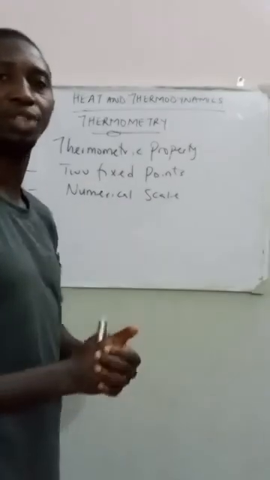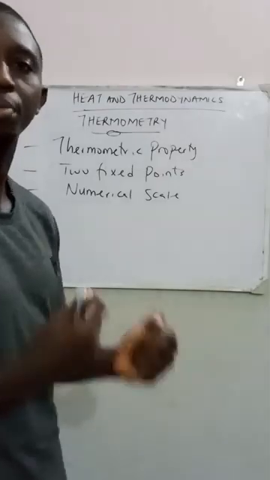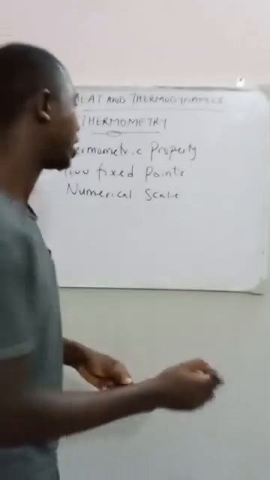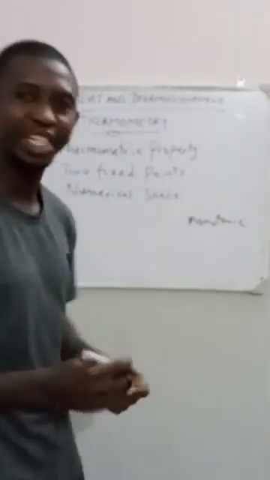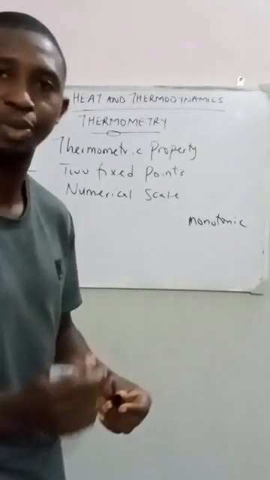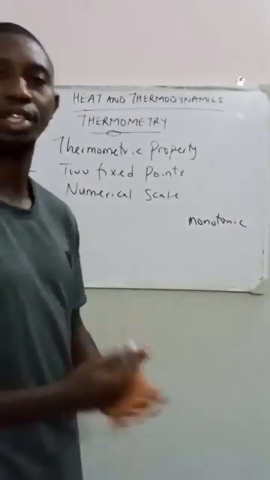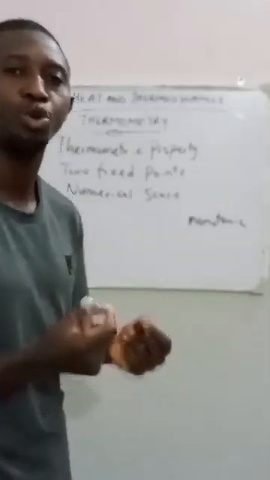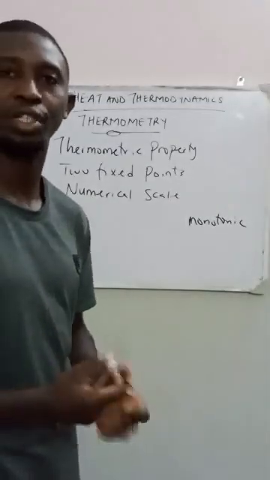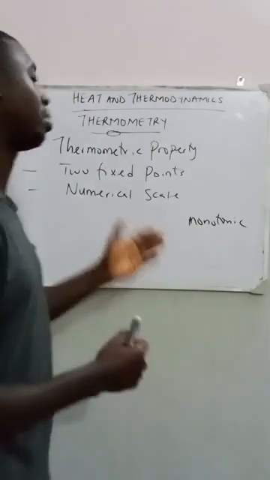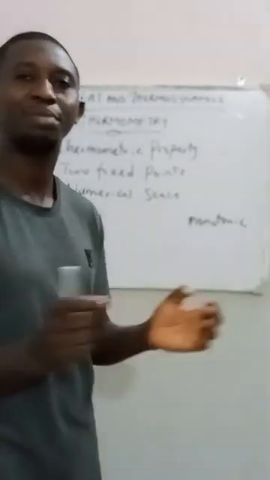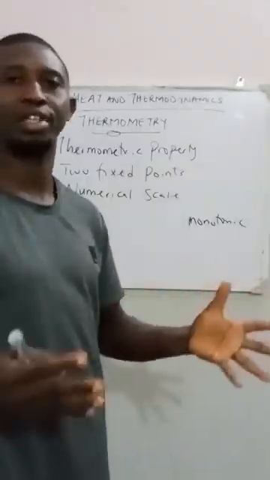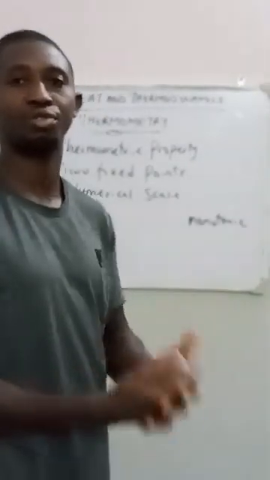What do we mean by thermometric property? A thermometric property is a physical quantity that is monotonically increasing or decreasing with temperature. That is what we mean by thermometric property. It is this thermometric property that makes different thermometers suitable for different functions.